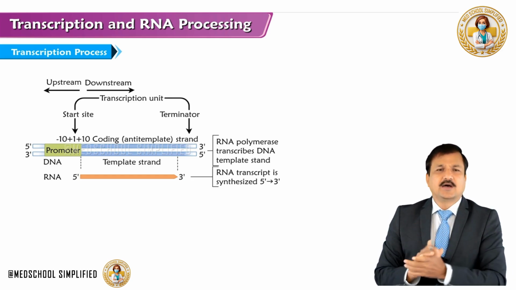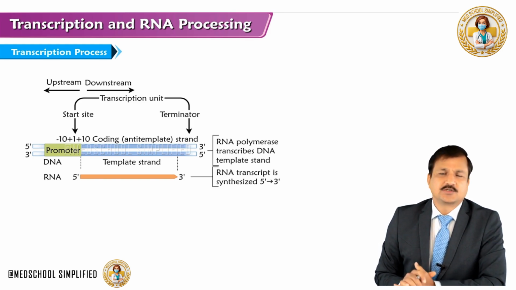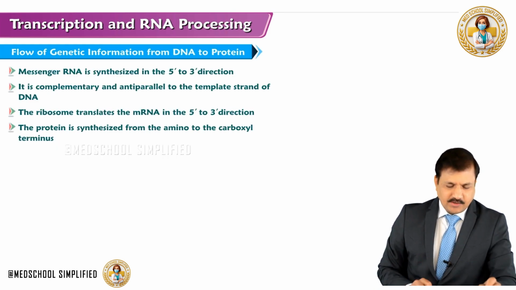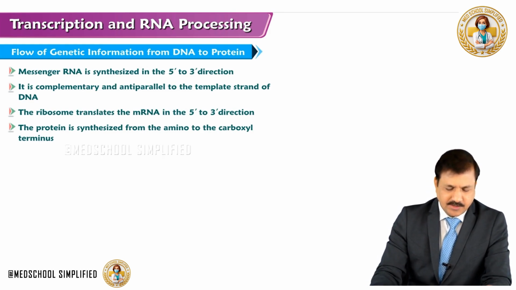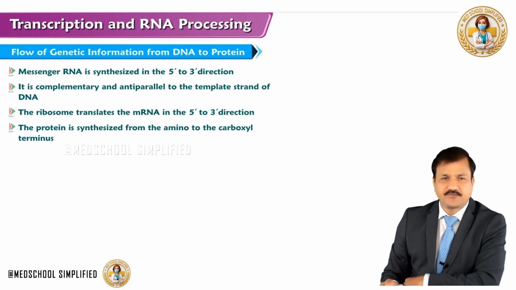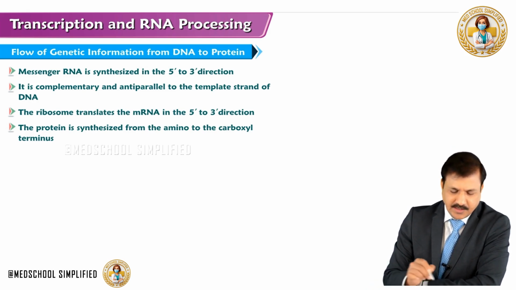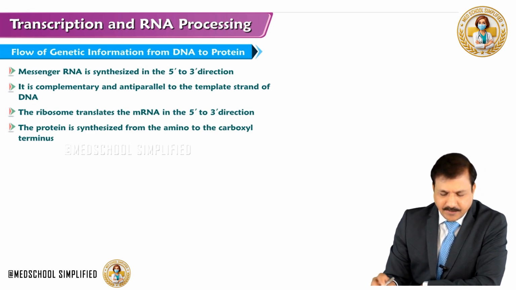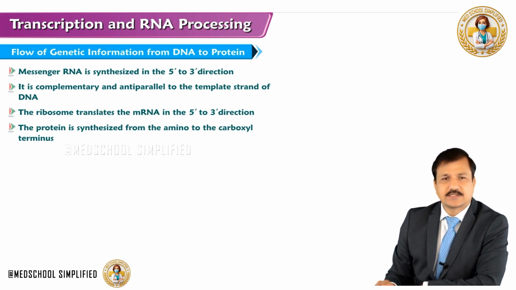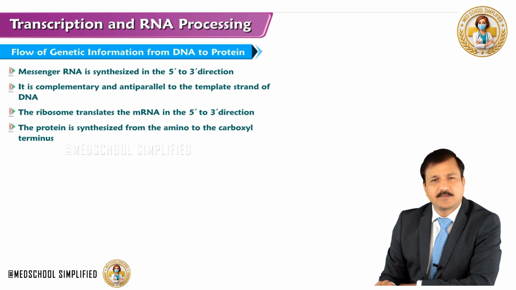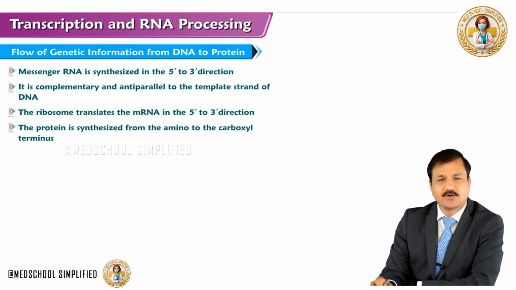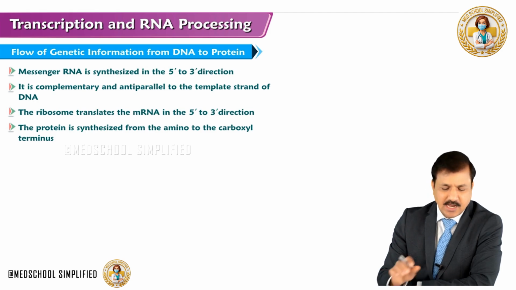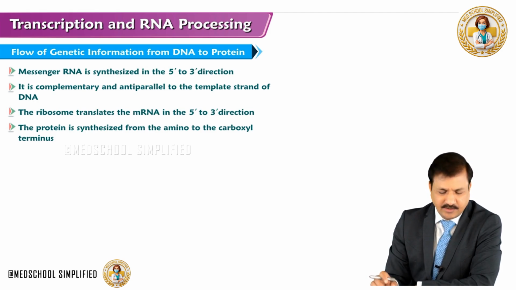So that's the brief introduction to the transcription process. Now the flow of genetic information will happen from DNA to protein. The messenger RNA, which is synthesized in the 5' to 3' direction, is complementary and anti-parallel to the template strand of DNA. The ribosome translates the messenger RNA in the 5' to 3' direction, and a protein is synthesized from the amino terminus to the carboxy terminus. And this is how the directionality will go on.